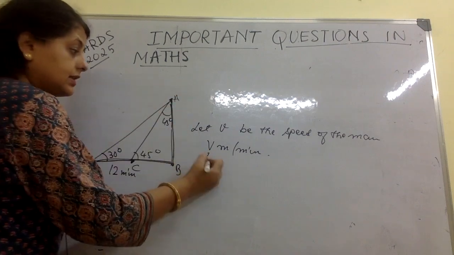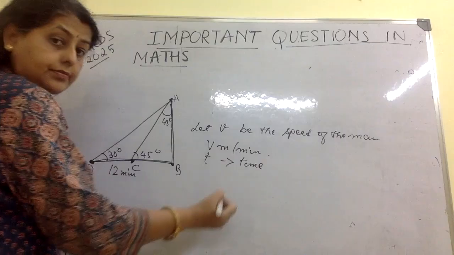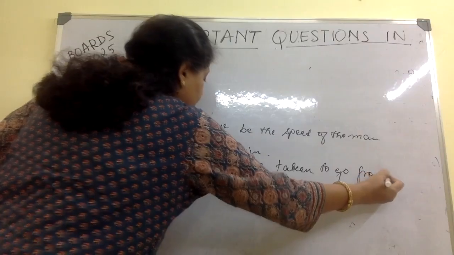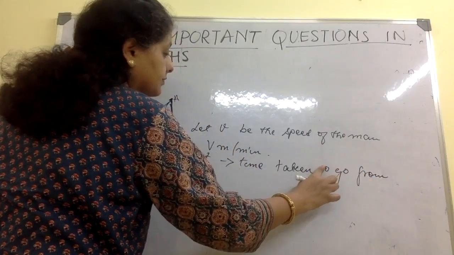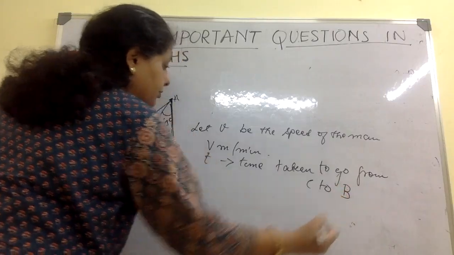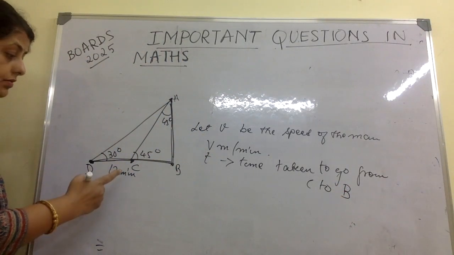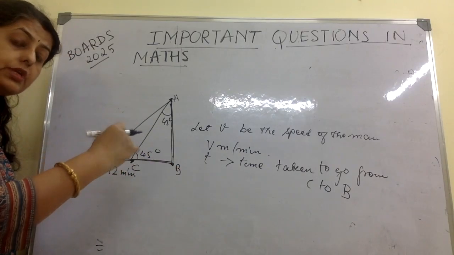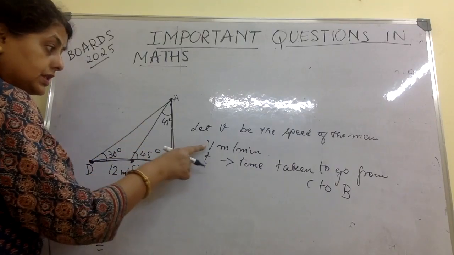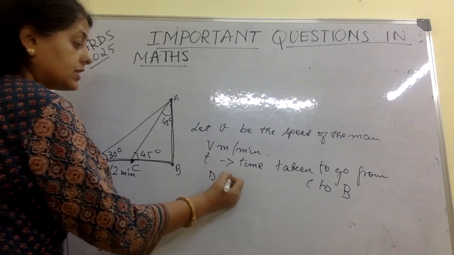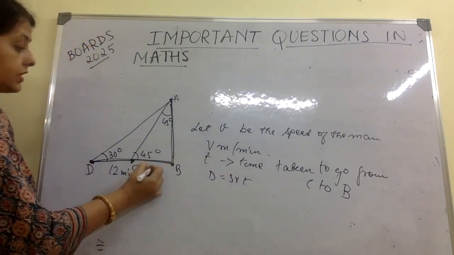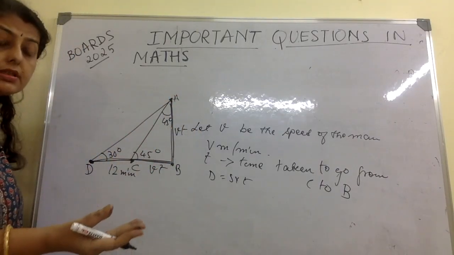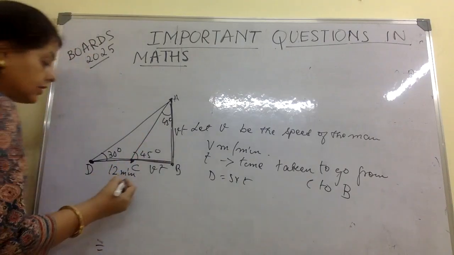Let's take T as the time taken to go from C to B. Now here, how do I tell this distance in terms of speed and in terms of time? So here, speed is V, this is time. Distance is equal to speed into time, remember? So VT. If this distance is VT, this distance is also VT here, because it's an isosceles triangle. Okay, now let me start.